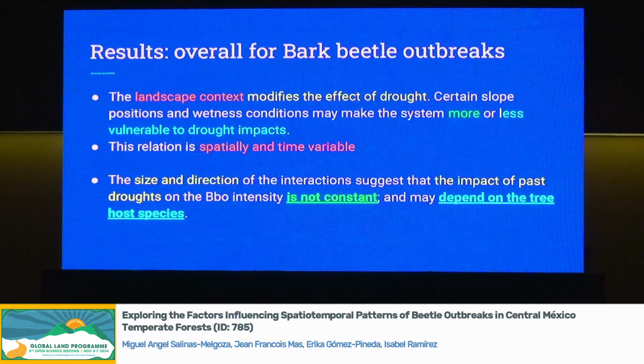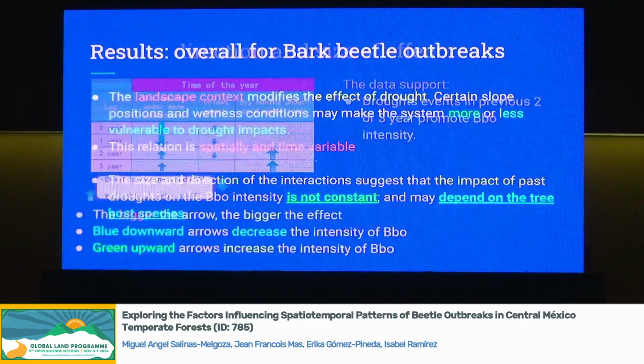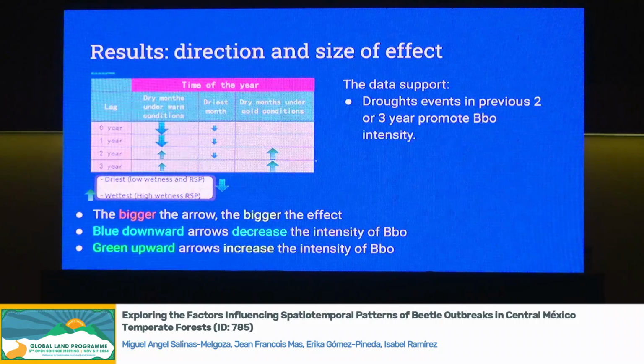Overall, we found that the landscape modified the patterns. I would like to draw your attention to those arrows. Mainly, the drought events in the previous two years and in the third year promote bark beetle intensity. They increase. The message is that we have to take care. If we have a drought this year, we might have really big problems.